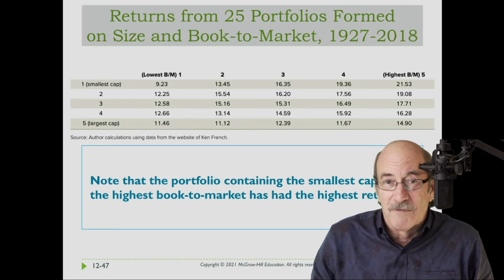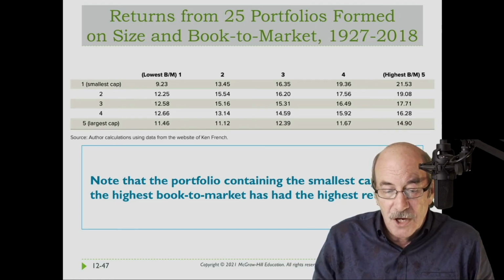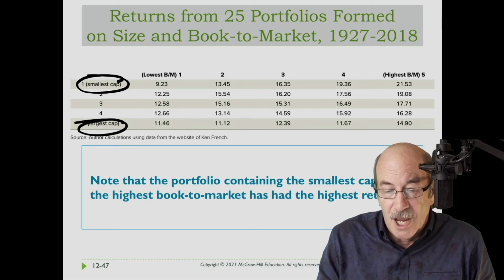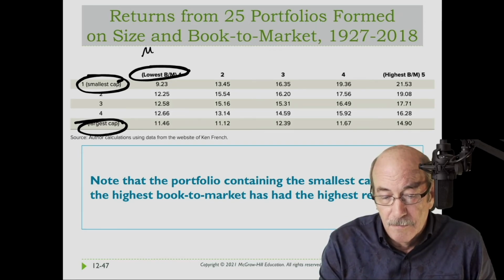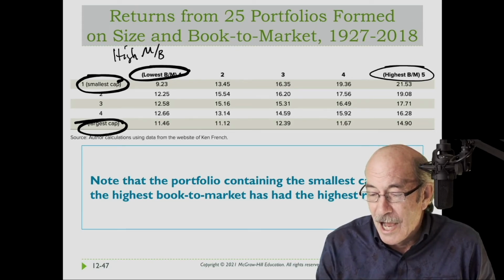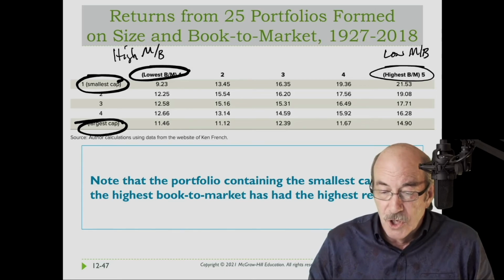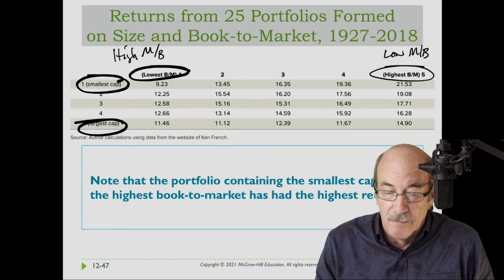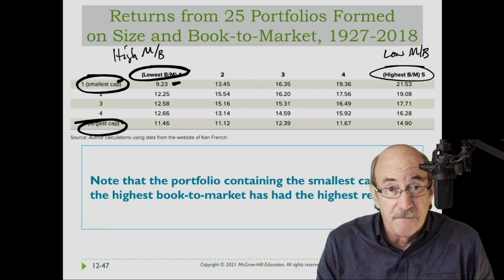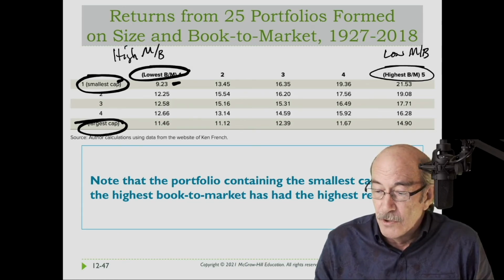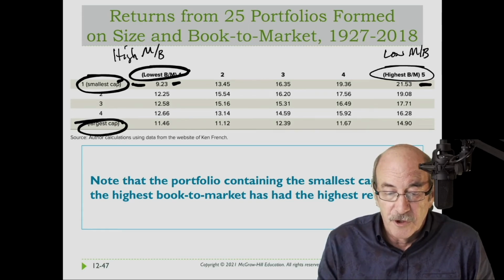Oh, well, before I get to the more work, here are the small cap to large cap, low book to market, in other words, high market to book. I always think of it this way. Sorry, I'll rewrite it. And high book to market or low market to book. And so what we see is that as we go from high market to book, the growth firms, and we go to low market to book, the value firms, the returns go up for the small cap.